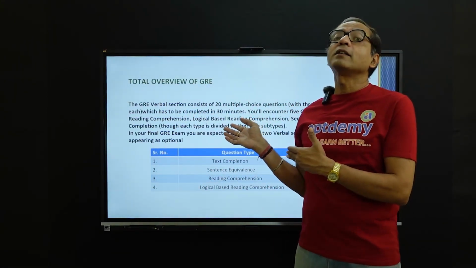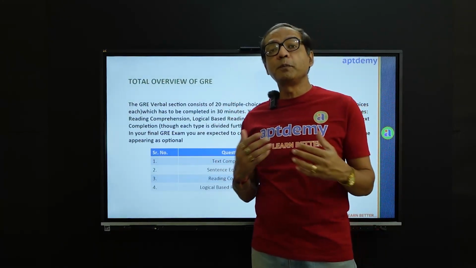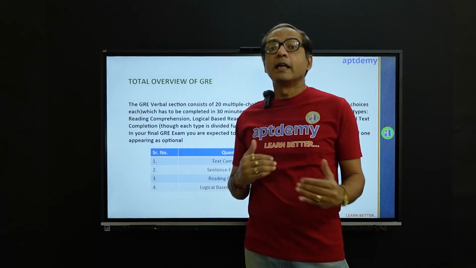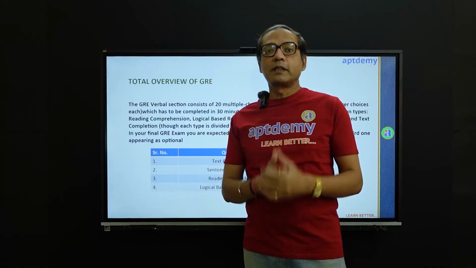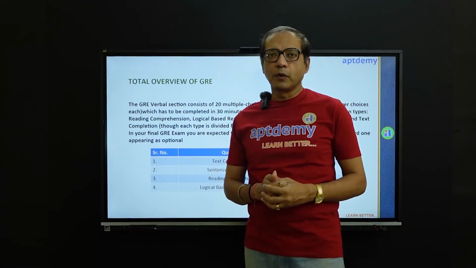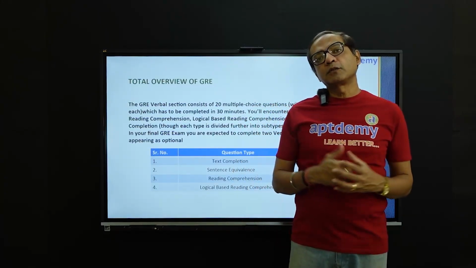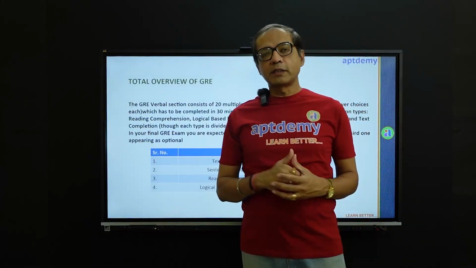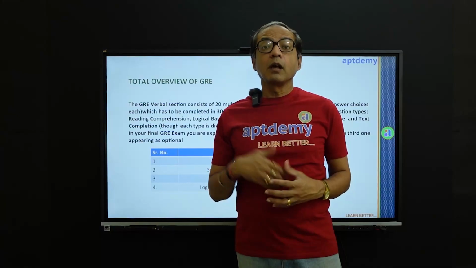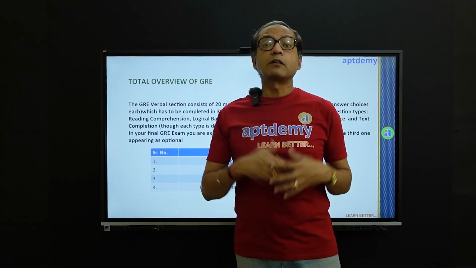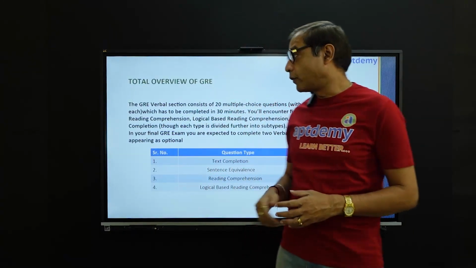Maybe you know all the answers to the questions, but would you be able to complete it in the time given to you? That will decide how you're going to score. So probably out of 170, you're expected to score at least over 160 to get into a good graduate school. That is what you should be aiming for.